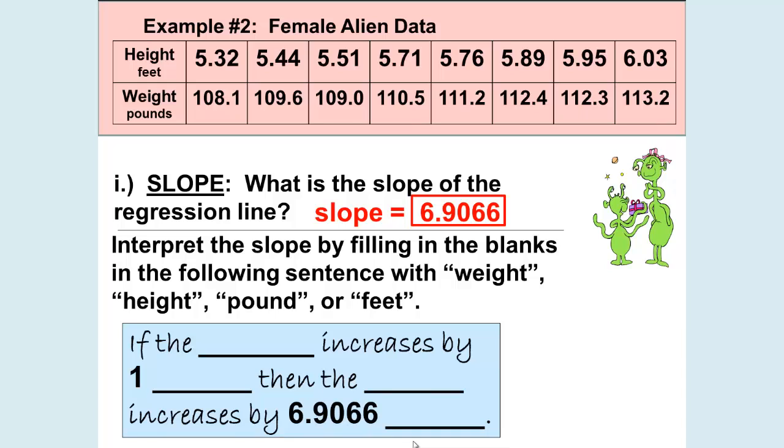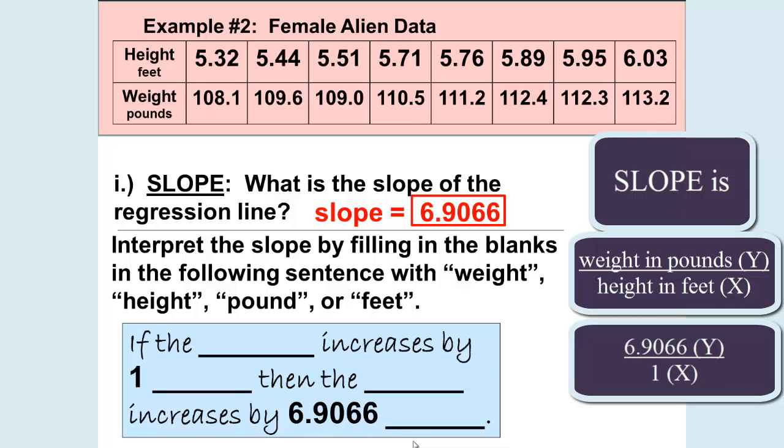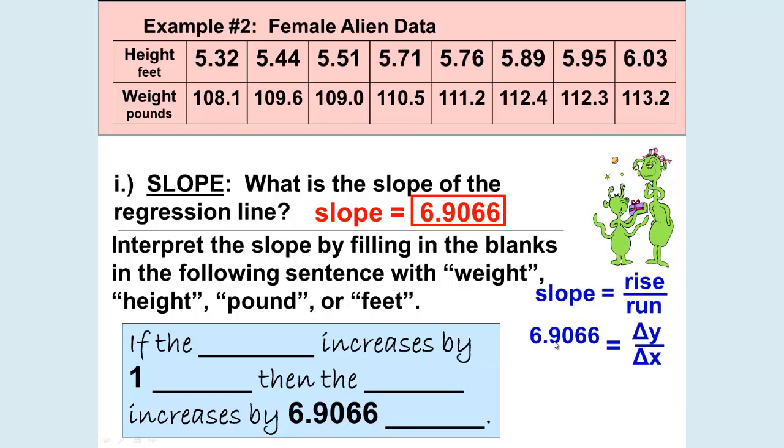So let's think about it. Slope is the change in y over the change in x. So it's the weight over the height, because weight is y and height is x. So if the slope is 6.9066 over 1, that's y over x. So the y is 6.9066 and the x would be 1. The slope is rise over run, the change in y over the change in x. 6.9066 over 1. So that means that 6.9066 is the y, which is weight, and the 1 is the height.